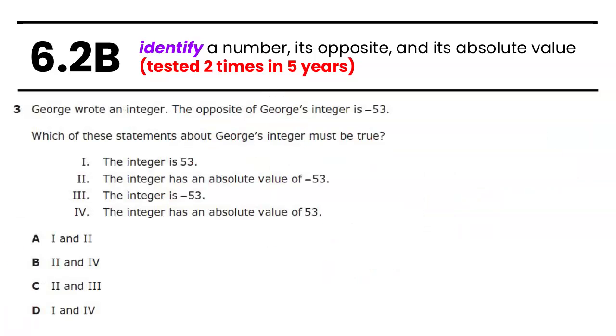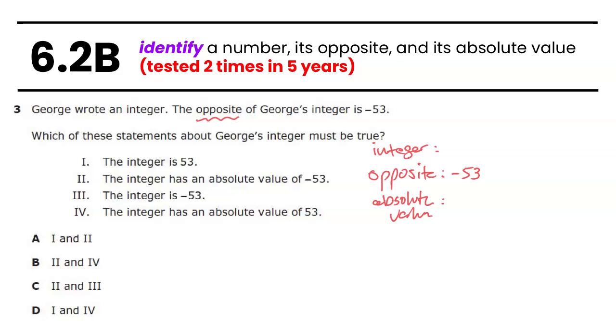This is a really great released question to see if your students are understanding the difference between an integer, its opposite, and its absolute value. So you see that George wrote an integer. The opposite of George's integer is -53. So if I just write that down, the opposite of his integer is -53. From that, I want to be able to determine what the integer actually was and what the absolute value of his integer is.